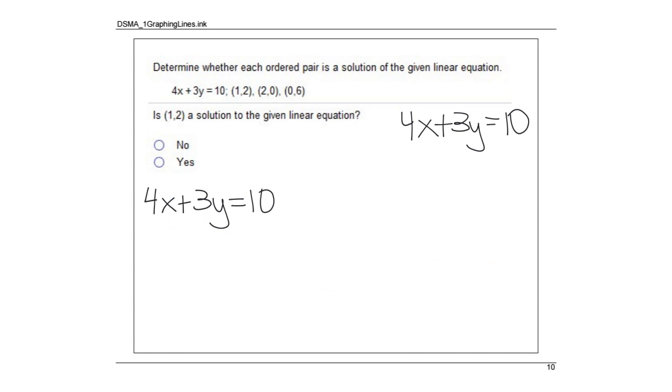Determine whether each ordered pair is a solution of the given linear equation. All right, so for the first one, we're going to use the equation 4x plus 3y equals 10. We are going to check the ordered pair (1, 2). So remember, this is x and y. So we're going to put x equals 1 and y equals 2.